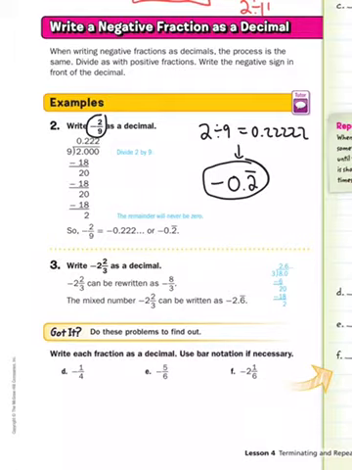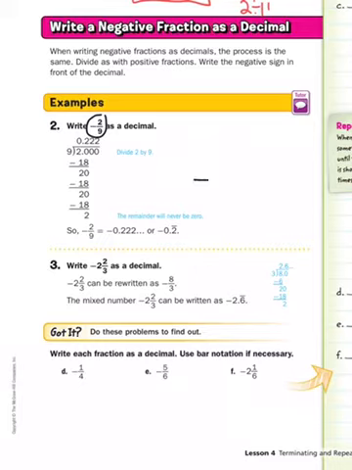I would probably, or not probably, definitely. Let's say this is my answer line, and I've got to write -2/9 as a decimal. So first thing I'm going to do is put my negative sign. And then I'll go and do 2 divided by 9, and I'll say, oh, it's 0.2 repeating. By putting my negative sign first, I won't forget it. All right? Trust me on this one.